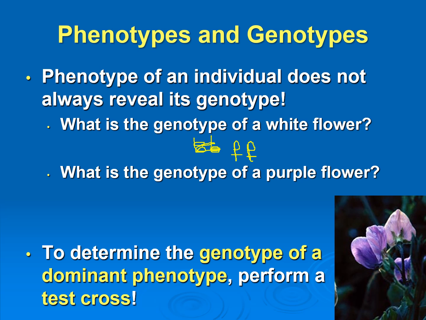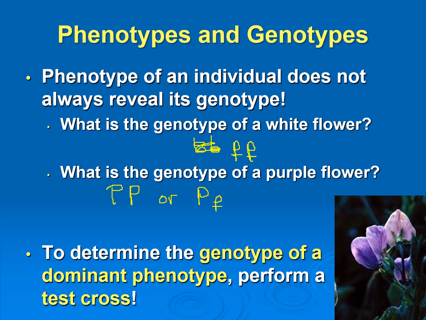Okay, and a lot of times for my lowercase letters, I'll put a little line through them just so I remember that they're lowercase, because sometimes lowercase and uppercase look pretty similar for some letters. So I'll put a little line through it. Okay, what about the genotype for a purple flower? Well, it could be homozygous dominant, or it could be heterozygous. Both of those would be purple.